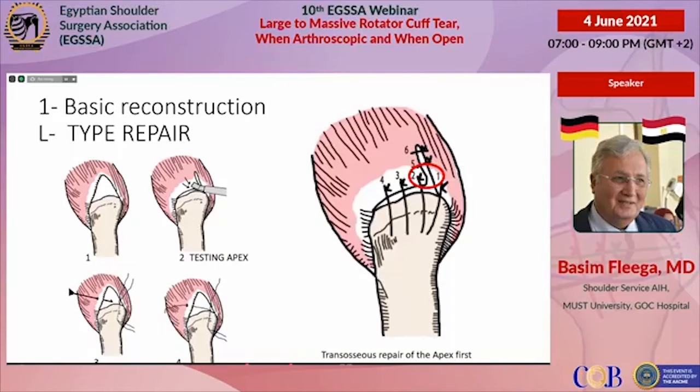The reconstruction of a large L-type tear is by finding the apex of the L-type and pulling it anteriorly to see at which point we want to suture it. And at this point, we pass a suture through the bone so that we can pull the suture through the tendon using a chop needle puller or any device, and then tie this end to the bone. After that, we do the transosseous suture fixation of the rest of the tear and the end-to-end suture repair.